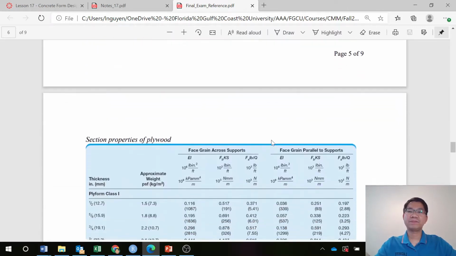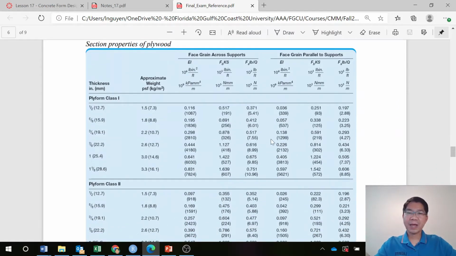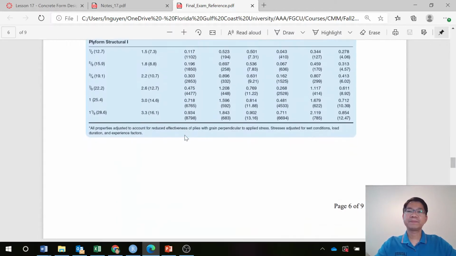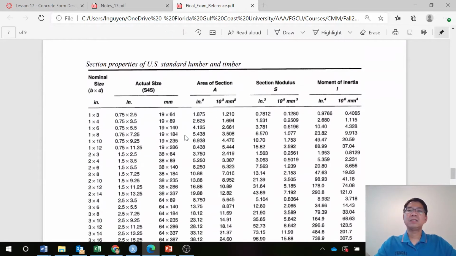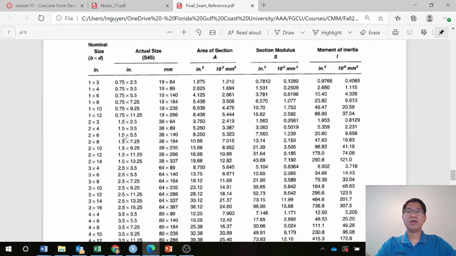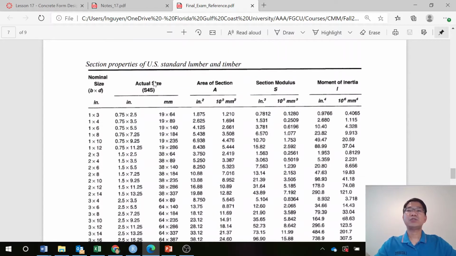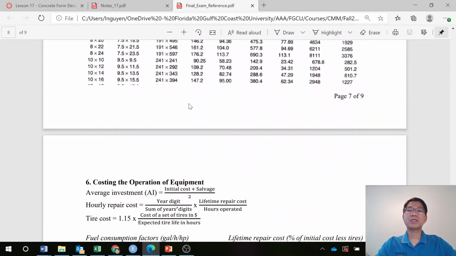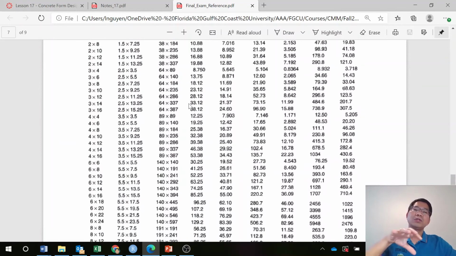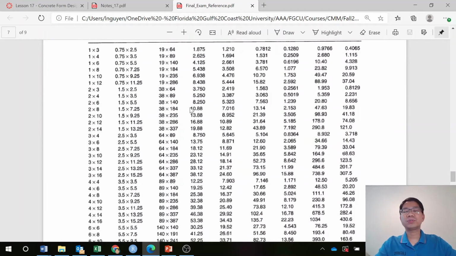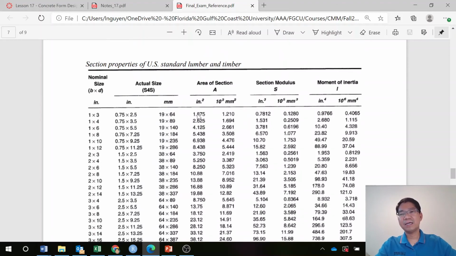You can find the section properties of plywood. If the problem gives you plywood, get that information from here. And then the section properties of US standard lumber and timber, you can get here. It gives you the actual size, the area, the section modulus that you need, and then the moment of inertia. So those are the tables that you can use to design, and let's apply that in problem 3.